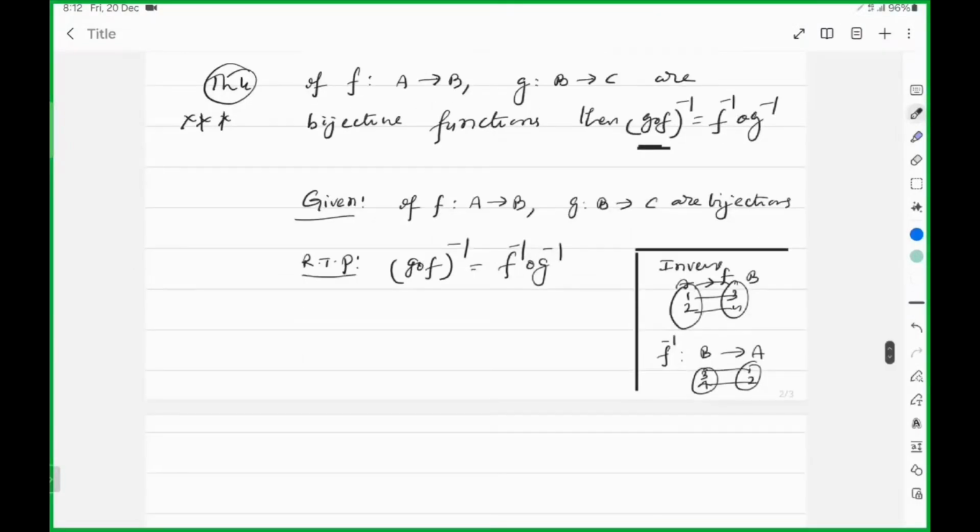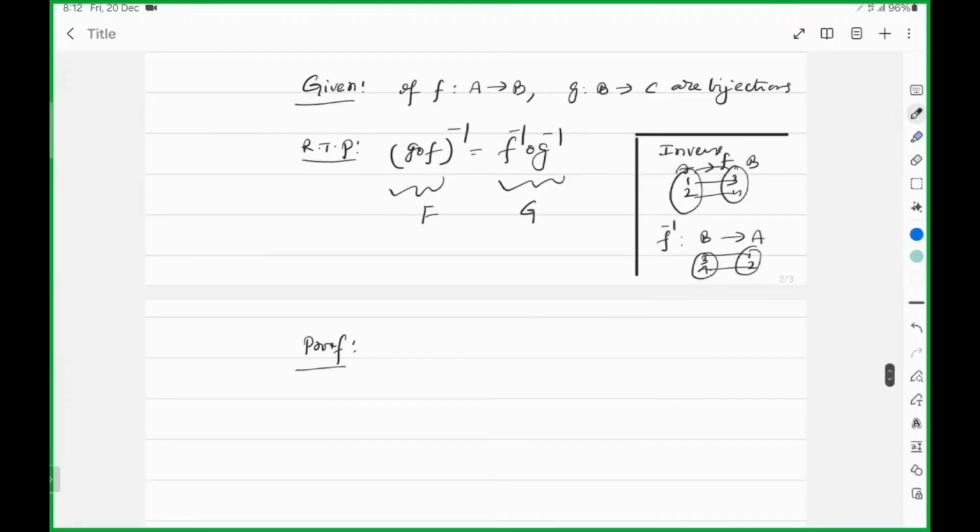Now here, to prove this, one function for us is like f1, the other is f2. So we have to prove that these two are equal. To prove two functions are equal, we have to prove that their domains are equal. F maps from A to B, G maps from B to C, which implies G circle F maps from A to C.